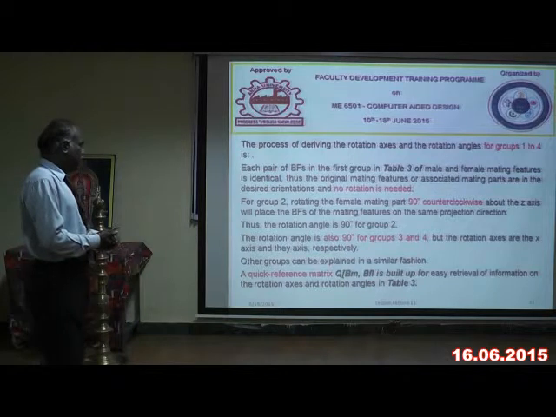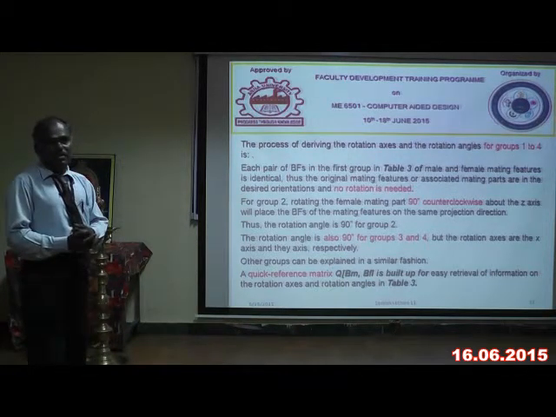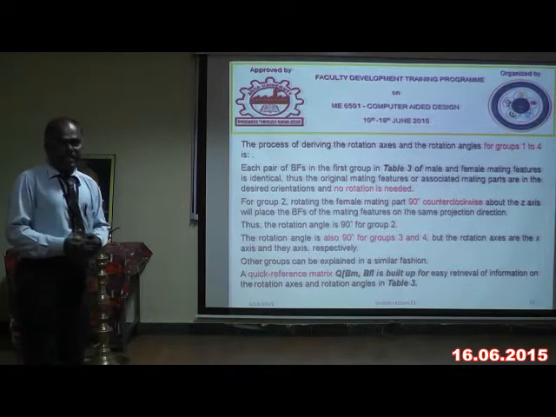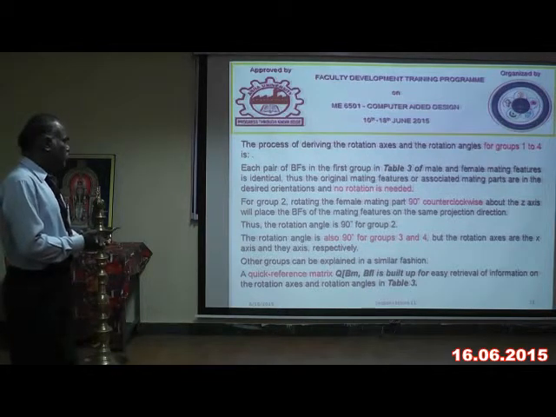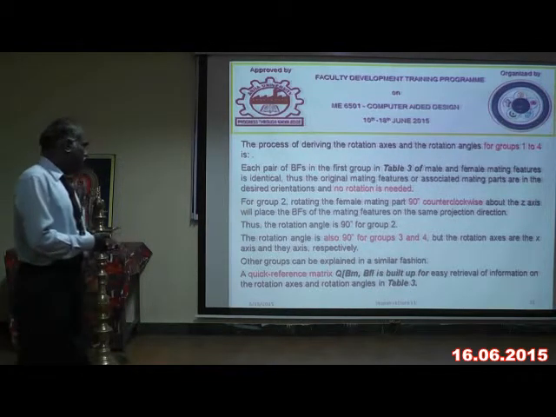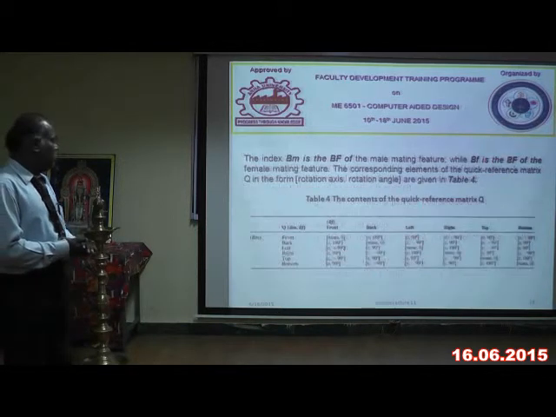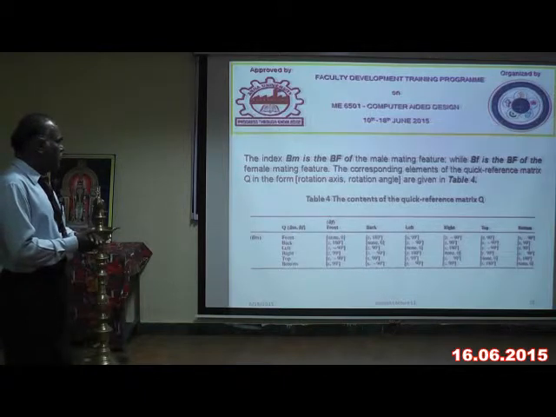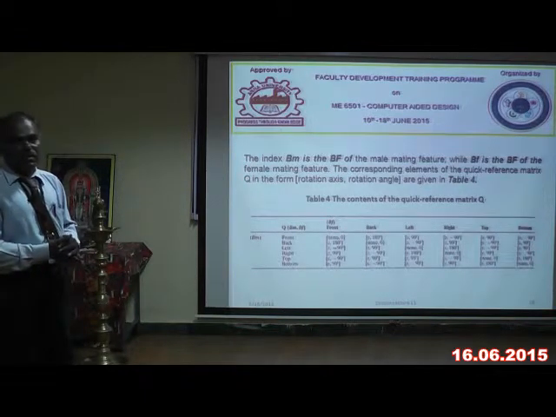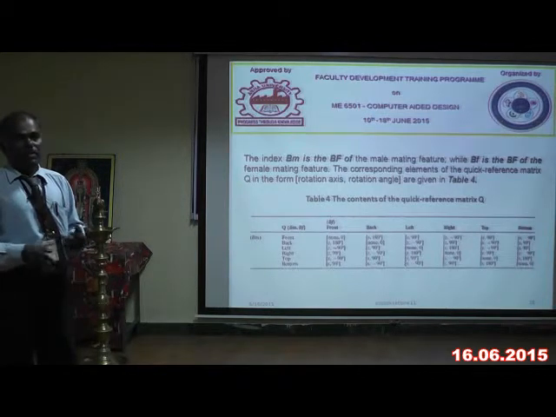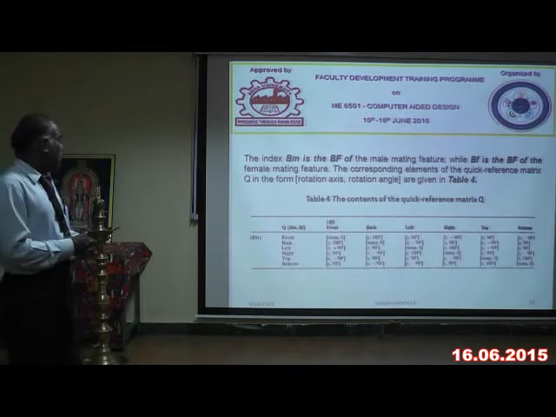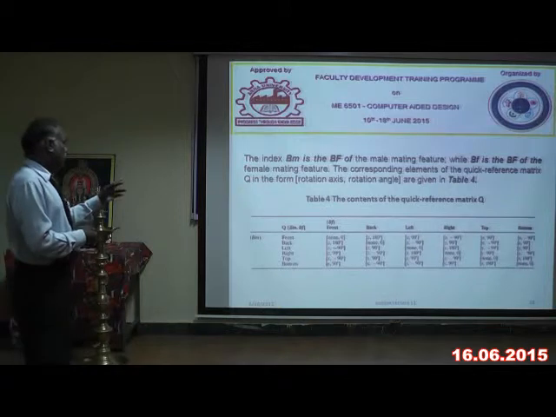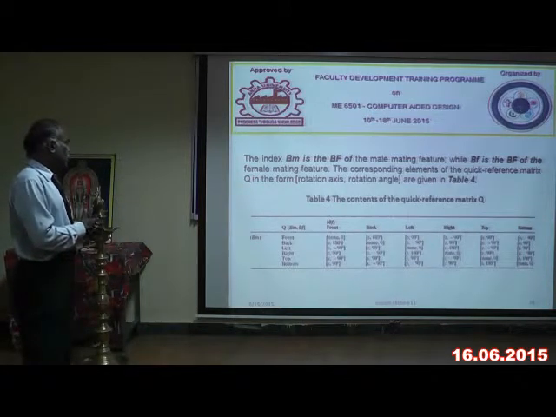The quick reference matrix, which we come to for our transformation. Quick reference matrix for immediate response. The quick reference matrix is built up for easy retrieval of information on the rotation axis and the rotation angle. This is essential and is brought out in the system by the equation formula. And then the index B suffix M is the boundary face of the mating parts.